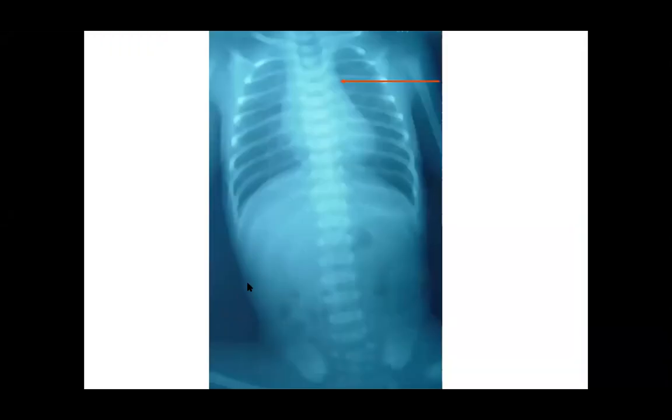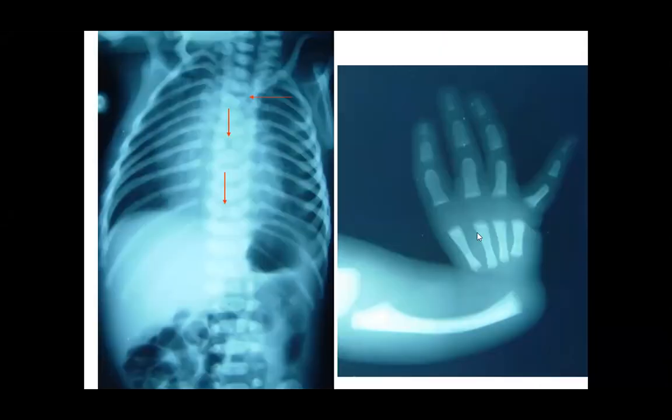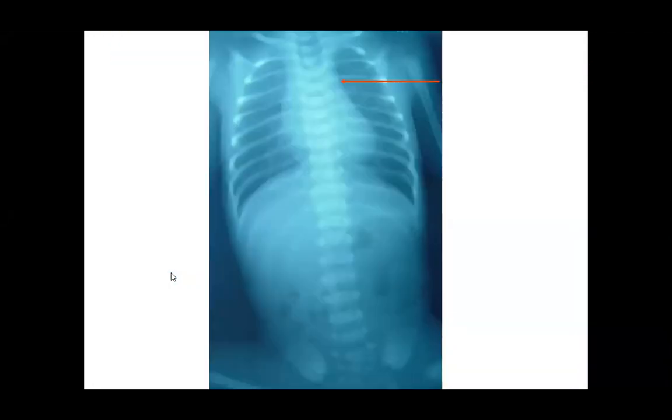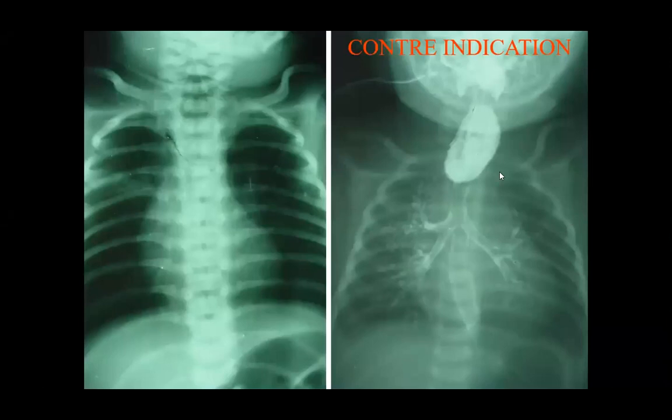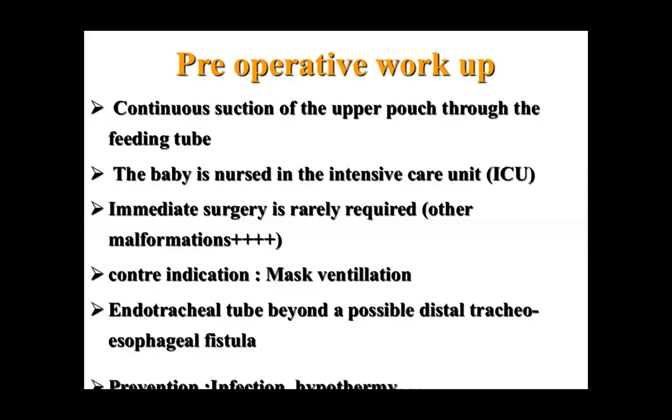Of course, if it's done, we must check if there are any radial anomalies. And also we check the cardiac silhouette to see if there is any visible malformation. We should not do opacification. This is very harmful. It can harm the baby, and it's not really useful. Now the diagnosis is made.